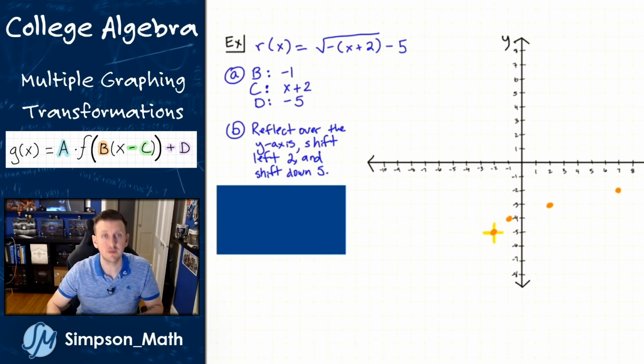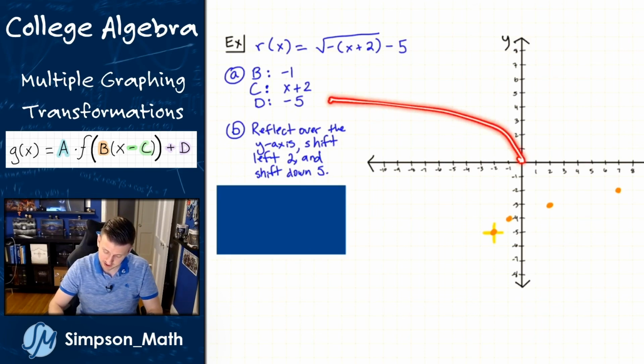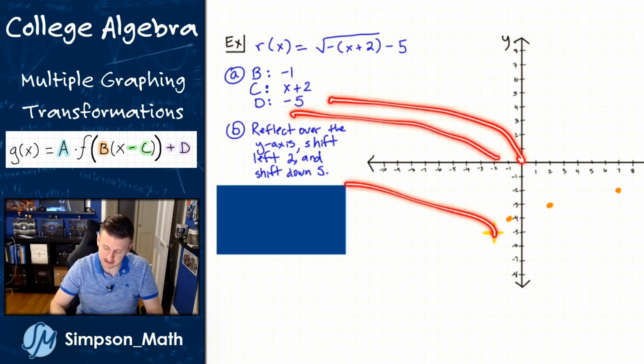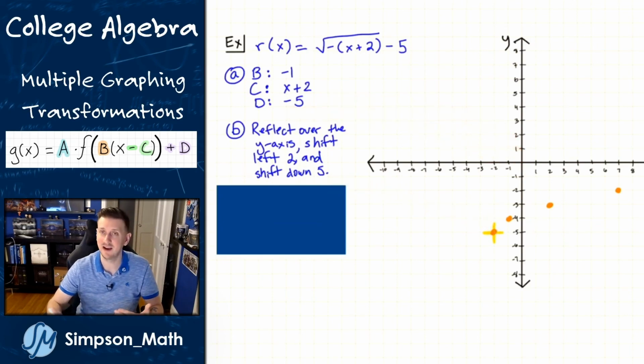All right, so yes, we should reflect over the y-axis first. So we should do the reflection, and then left 2, and then down 5. It'll look something like that. But I'm lazy, and so my hack is to move my origin. So I go left 2, down 5, put my origin. If you need to, put your parent function dots.